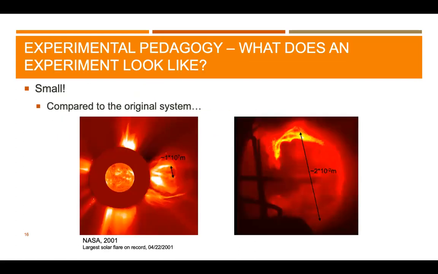So generally, experiments are small compared to the original system. This is because you want to be able to interact and manipulate your experiment. So this on the right-hand side is a laboratory solar prominence. And on the left-hand side, that's an actual solar prominence. They're separated in length scale by a factor of 1 billion, which is very large. This one on the right-hand side is about 20 centimeters across. If you wanted to, you could hold it in your hand. It would rapidly go away.